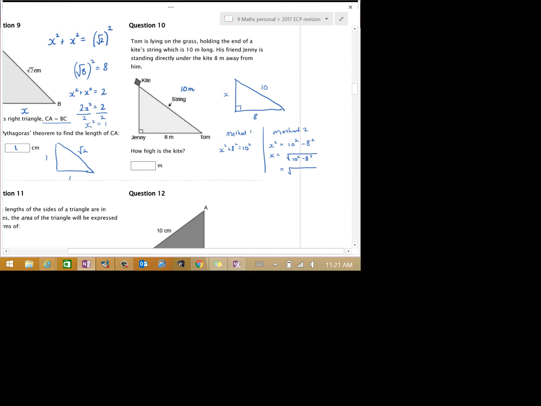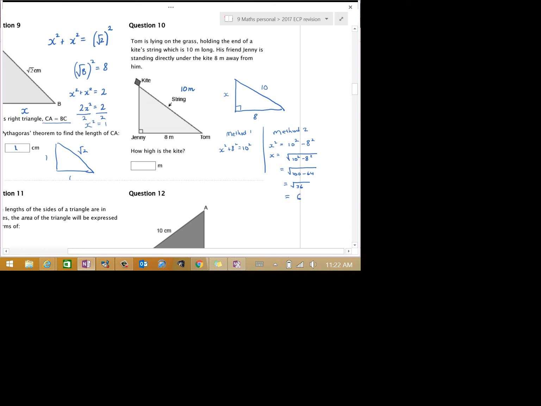10 squared's 100. 8 squared 64. So what's that going to be? The square root of 36, which is equal to 6. So the kite is 6 metres high.